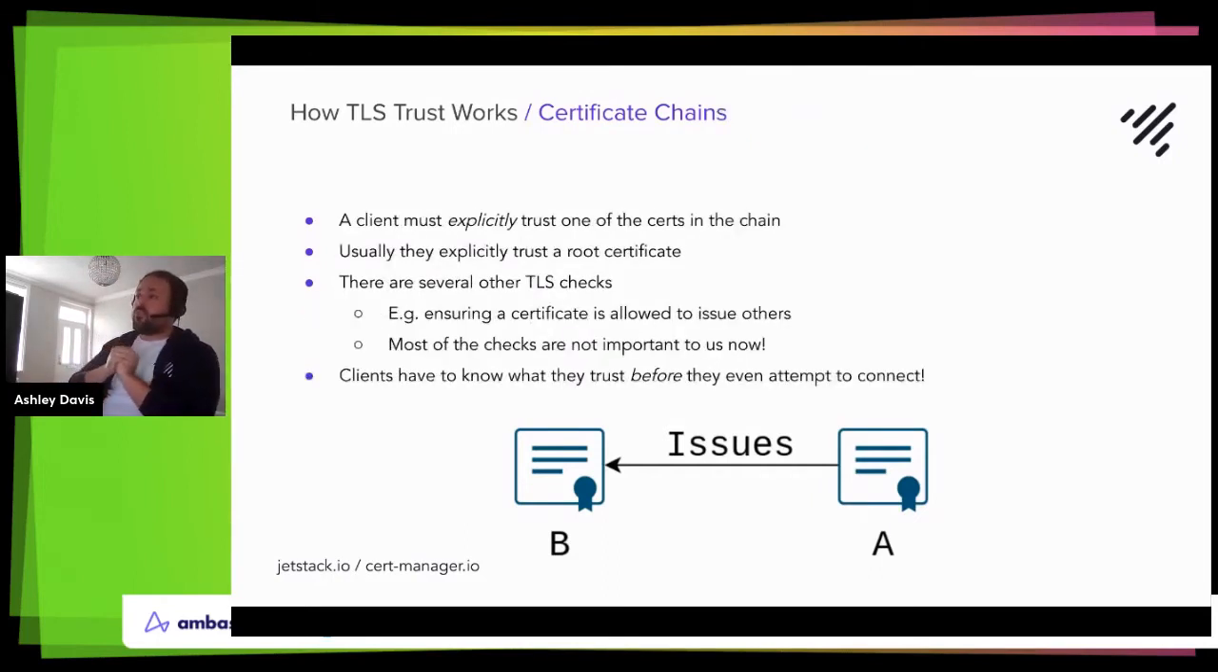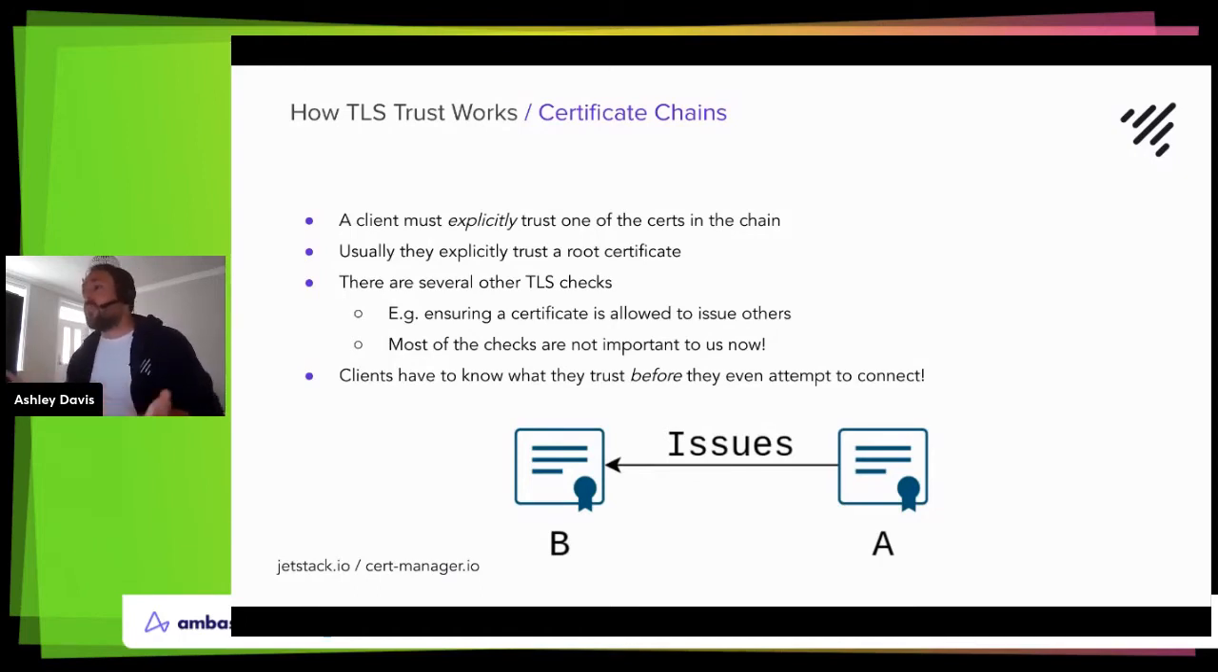So the way that trust works further to that is that the client must explicitly trust one of the certs in the chain. And usually that explicit trust will be a root certificate. And in fact, that's the only way that a root certificate can be trusted, because as I said, we can't find an issuer which issued a root certificate because it issues itself. It's a loop.